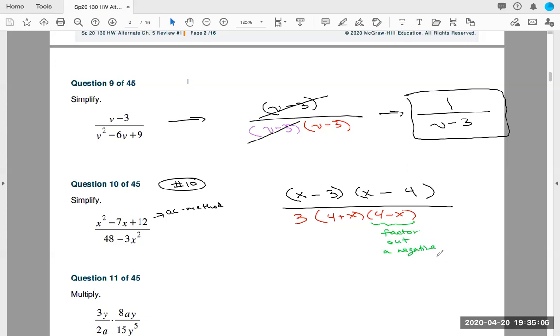Okay, so 4 minus x, I can factor out a negative. That'll change this first portion. Kind of think 4 divided by a negative, that's a -1. That would give me negative 4. And negative x divided by a negative, that would give me a positive x. And then I can switch the order.